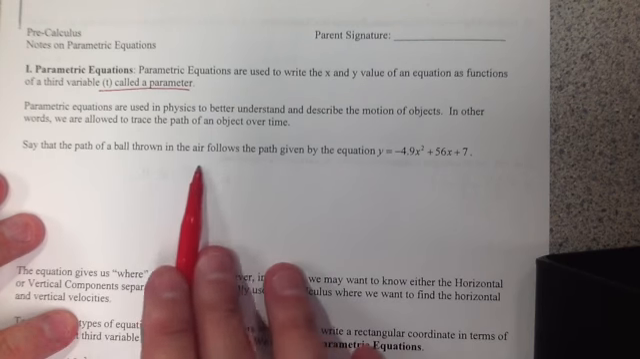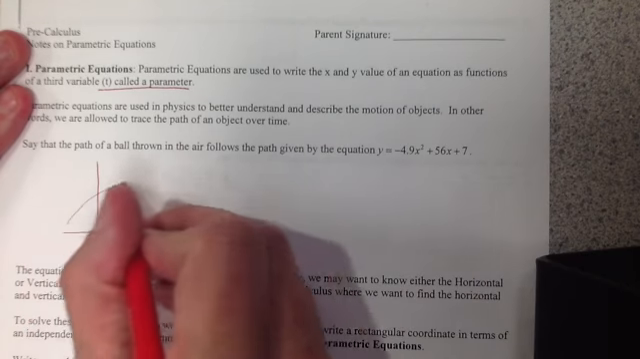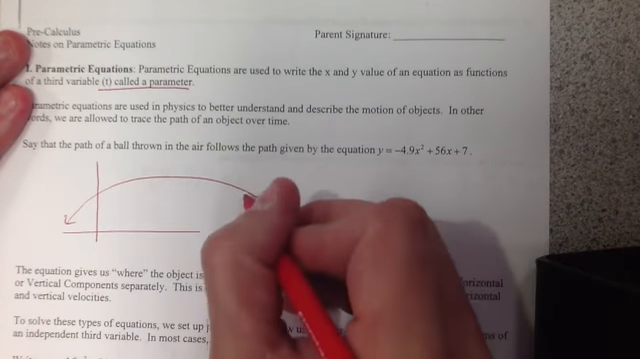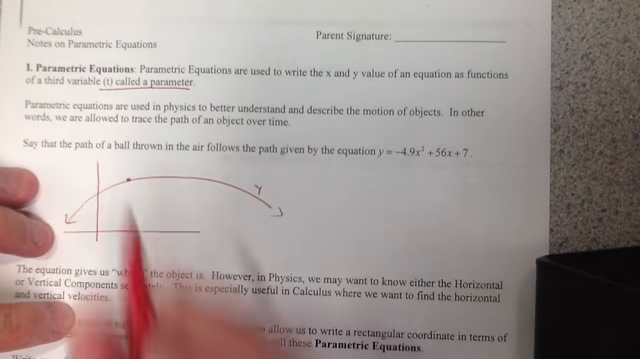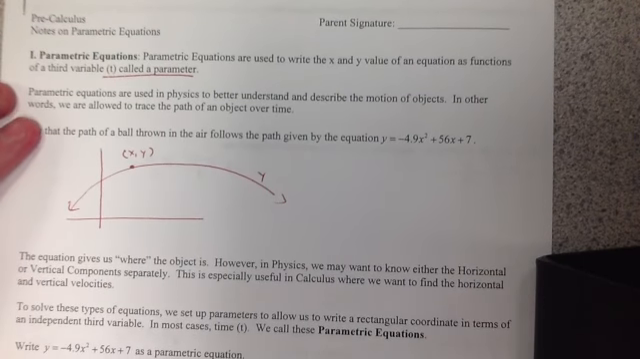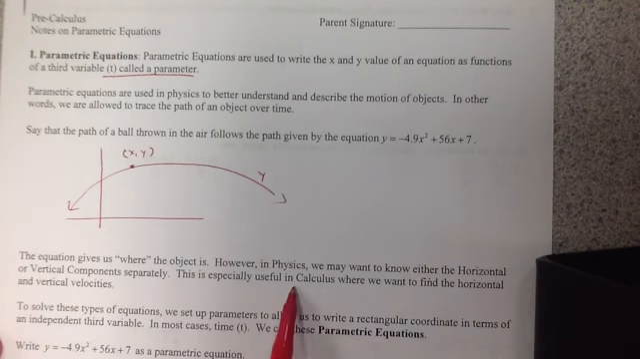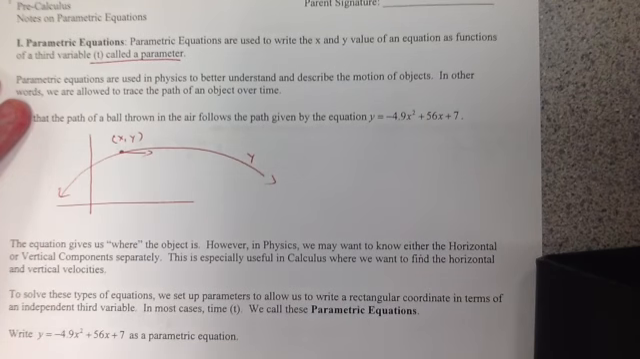So let's say the path of a ball is given by the following equation. If we were to sketch this, it would look something like this. It's parabolic in our motion. That's y. Now, the equation will at any given point give us the exact coordinates for the ball. However, in physics, sometimes we either want to know what the horizontal or the vertical components are separately. We especially use this in calculus, where we want to find horizontal and vertical velocities. So we may want to find out what's the velocity in the horizontal, what's the velocity in the vertical direction.